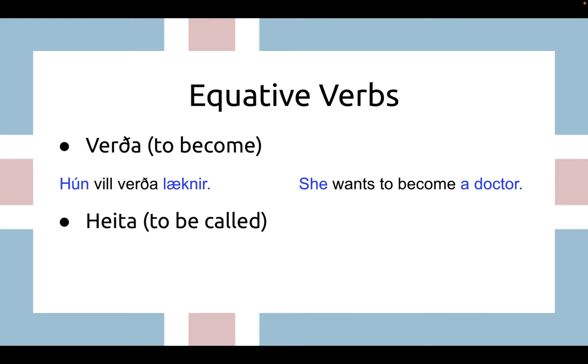Heita, which means to be called. This is what you use when you introduce yourself. Hann heitir Sverrir. His name is Sverrir. And Sverrir is the nominative form of the name.